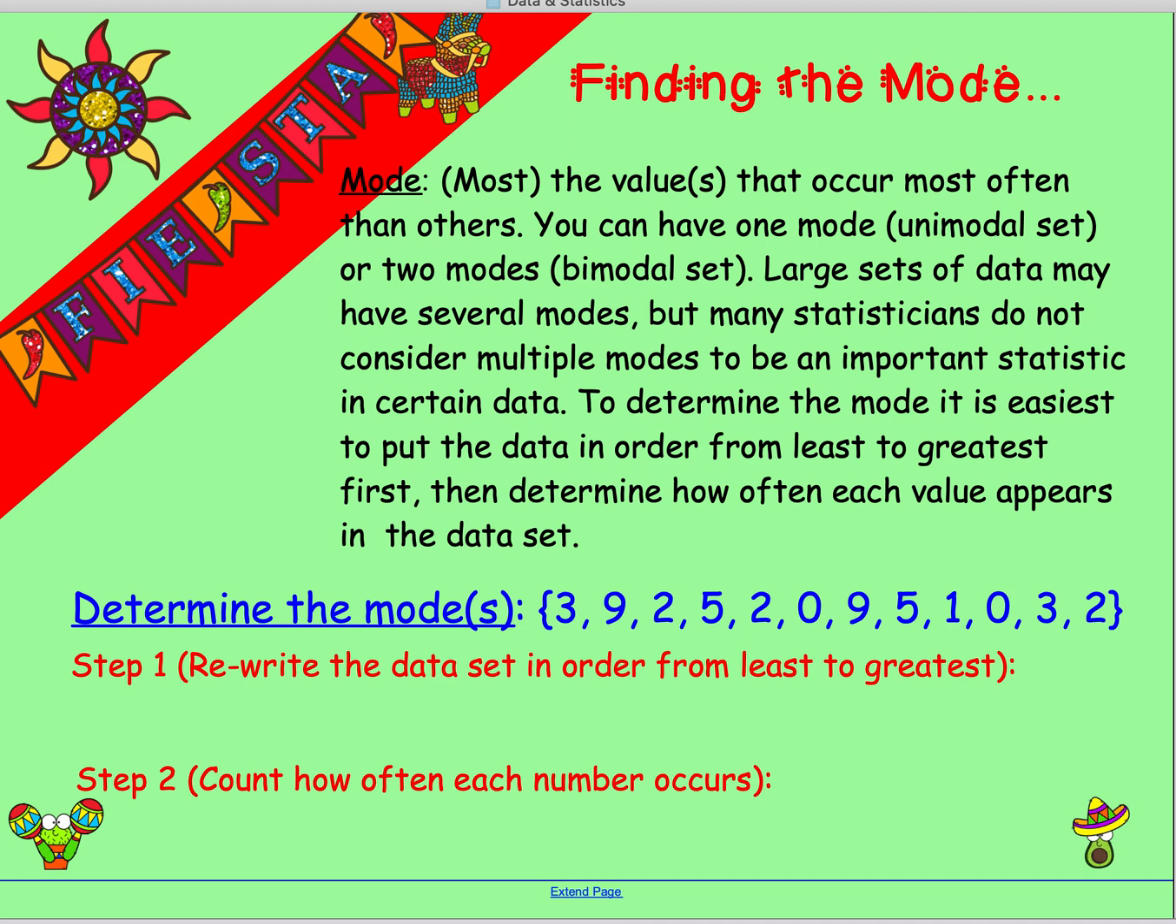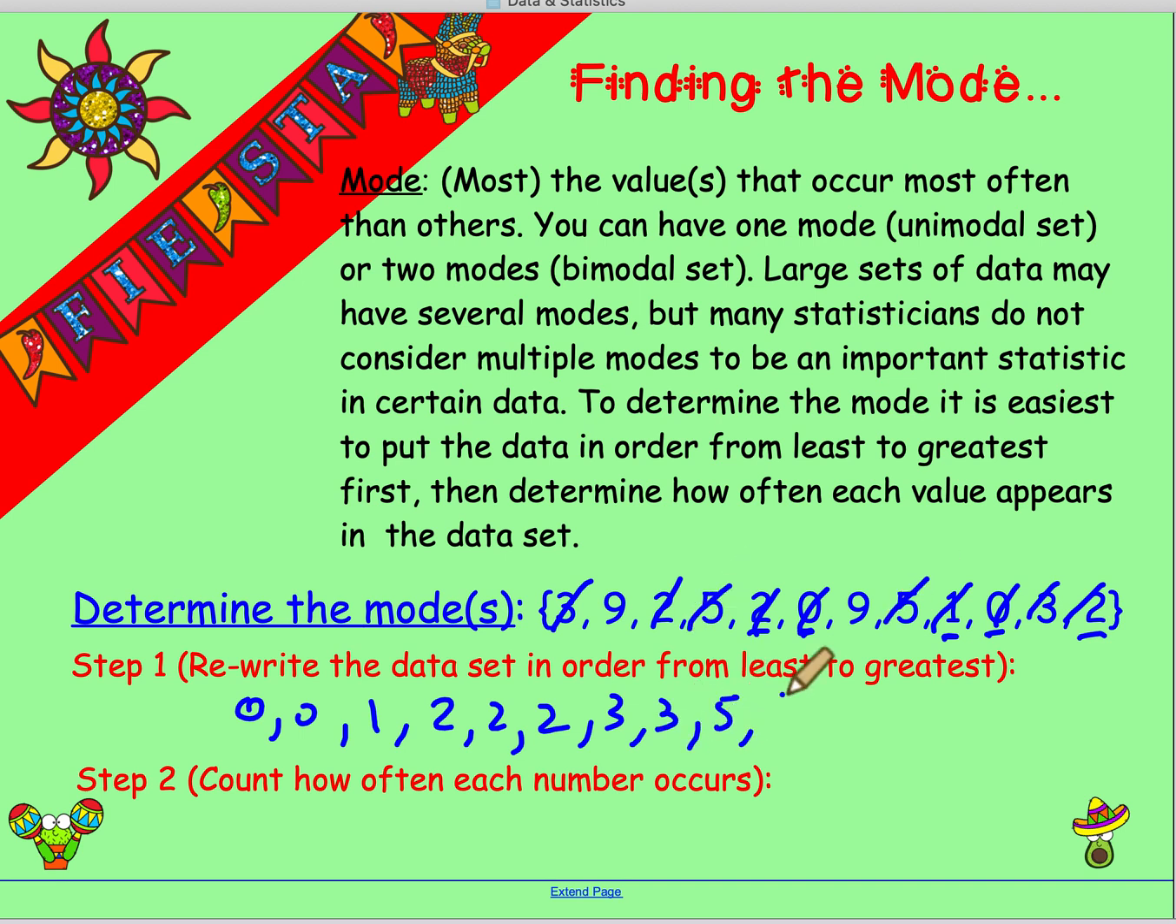Okay, so going ahead and finding the mode is pretty easy, and it does help if you put it in order. So let's go ahead and do that. So I have 0 and a 0, and then I have a 1. So let me cross those out so I don't forget. Next number would be 2, 2, 2, 2. Then I have a 3 and a 3. Then I have a 5 and a 5. And then I have a 9 and a 9.